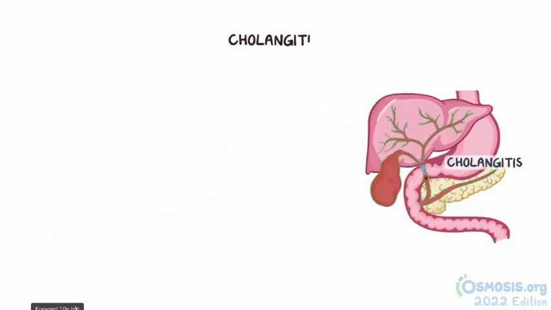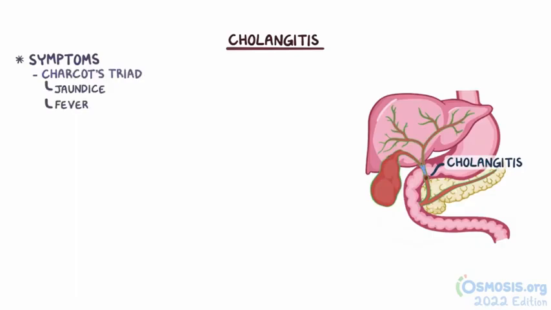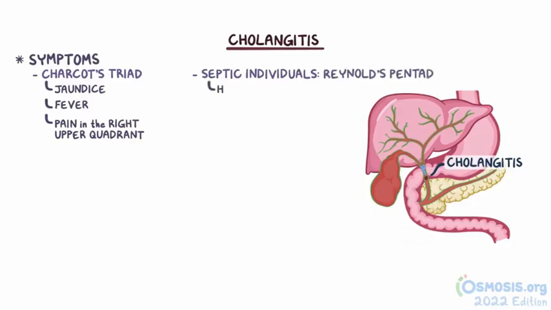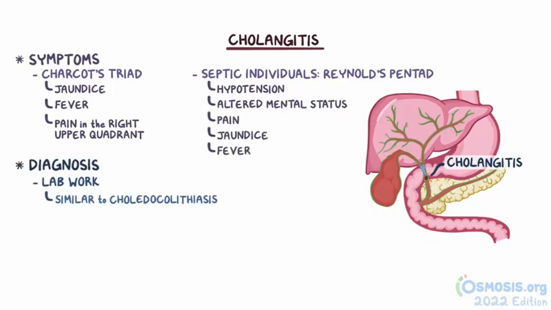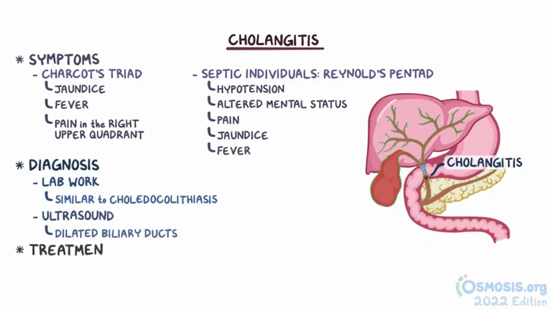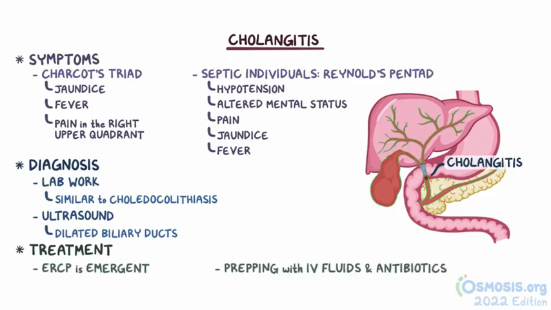Finally, with cholangitis, individuals present with Charcot's triad, which is jaundice, fever, and pain in the upper right quadrant. Septic individuals more frequently present with Reynolds pentad, which includes hypotension and altered mental status along with pain, jaundice, and fever. Lab work is similar to choledocholithiasis, and the ultrasound reveals dilated biliary ducts. In this case, ERCP is emergent, and while the individual is prepping for the procedure, IV fluids and antibiotics will be administered.